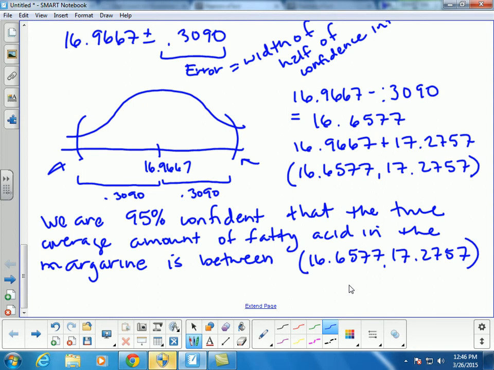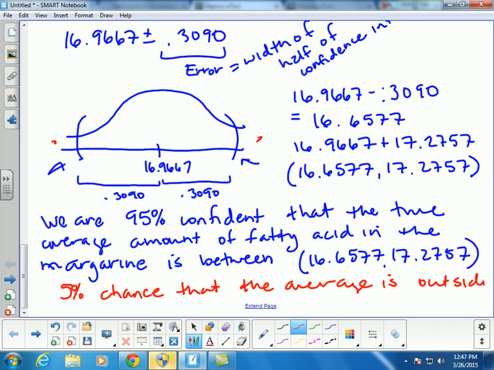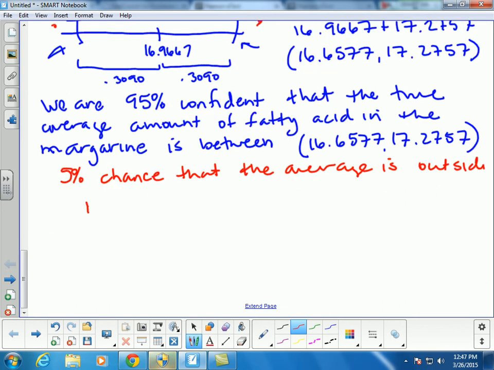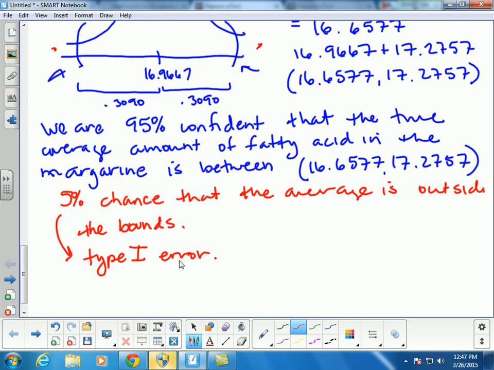Now there's a chance that we had a bunk sample of 6 margarines, and that if you sampled more margarines, the mean would fall outside in this area. Well, that's the 5% risk we take. There's a 5% chance that the average is outside the bounds. And that's just what we take. This is what we call a type 1 error, which we'll talk a lot more about in the class. But that's how you create a small sample confidence interval around the population mean.